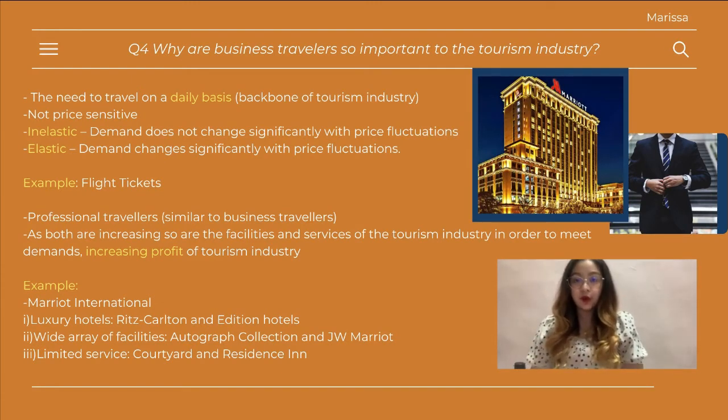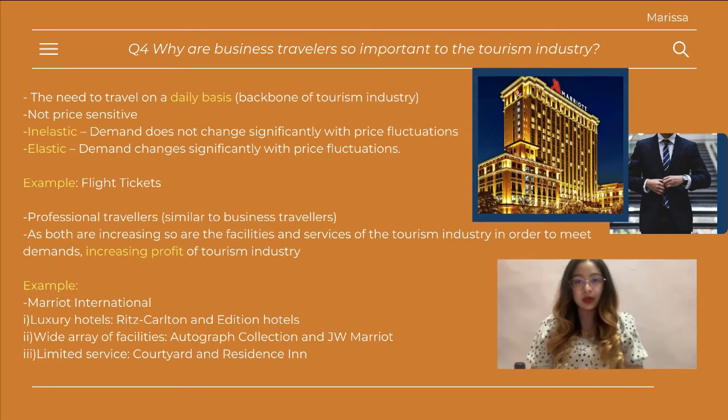Question number 4 is, why are business travelers so important to the tourism industry? Business travelers are important to the tourism industry because they often need to travel as a part of their day-to-day activities, thus making them the backbone of the tourism industry. Since they are required to travel often, they are not as price sensitive to most things as vacation or leisure tourists would be. The demand for business travelers can be considered as fairly inelastic.